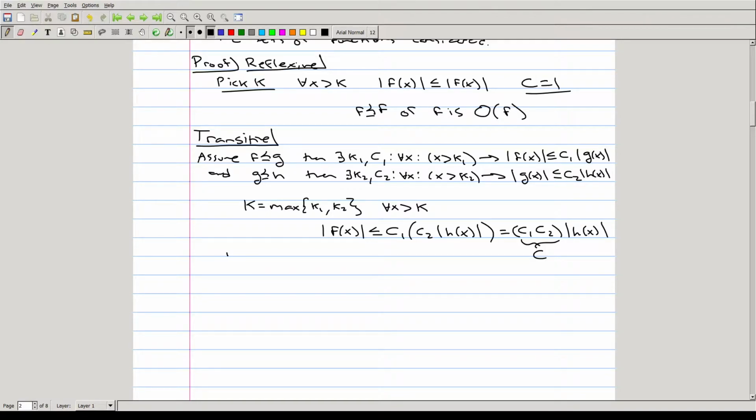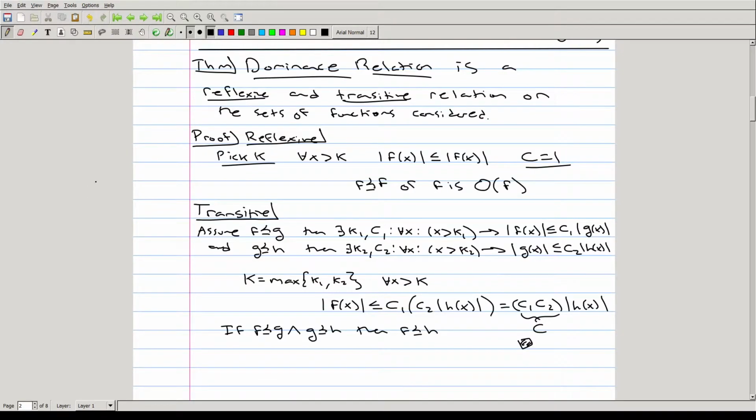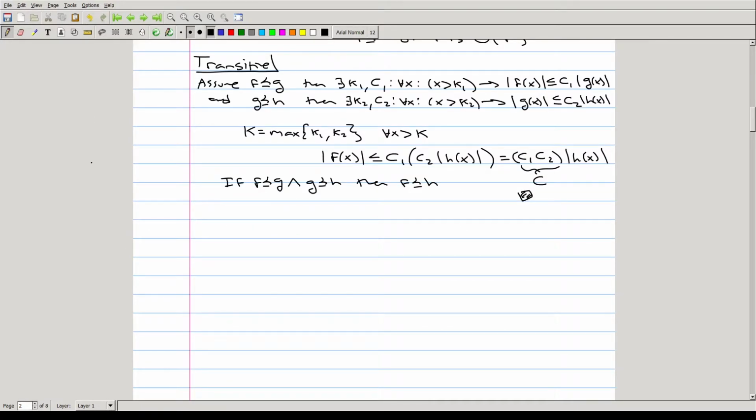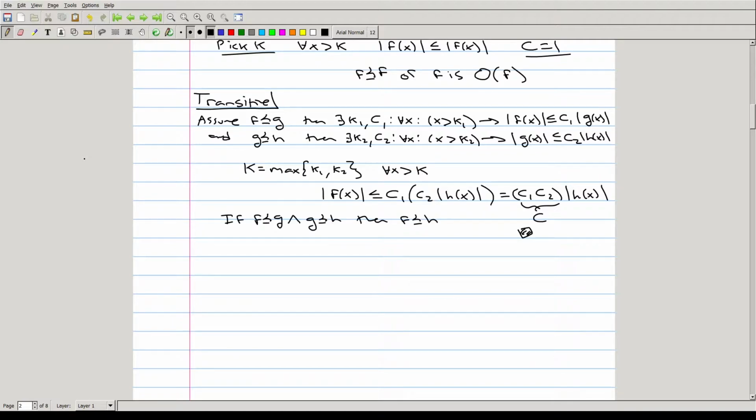So then we've just shown that if f is dominated by g and g is dominated by h, then f is dominated by h, which shows transitivity. So therefore, we conclude that we've shown both reflexivity and transitivity for this dominance relation, which is a really cool and neat thing to see, that we can have relations on sets of functions.